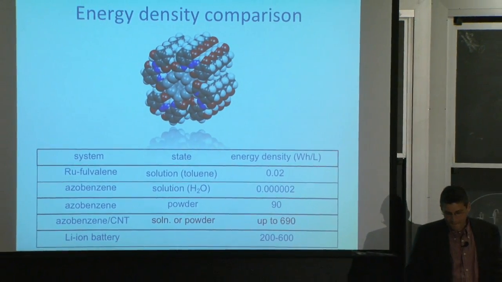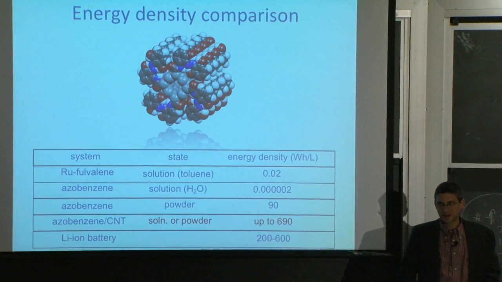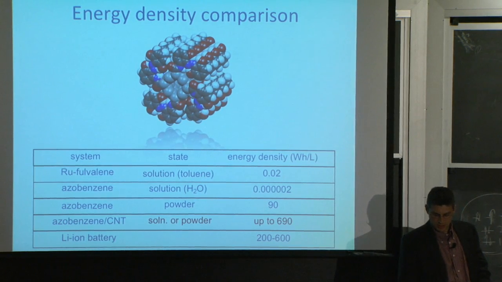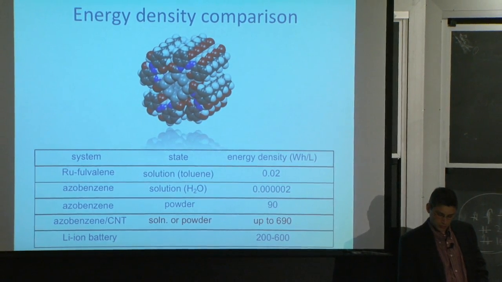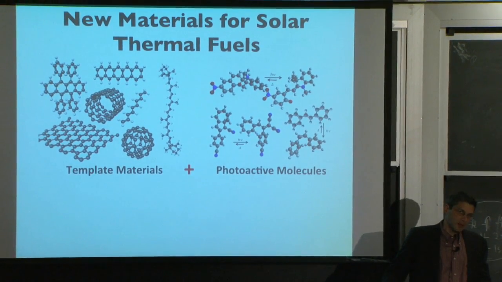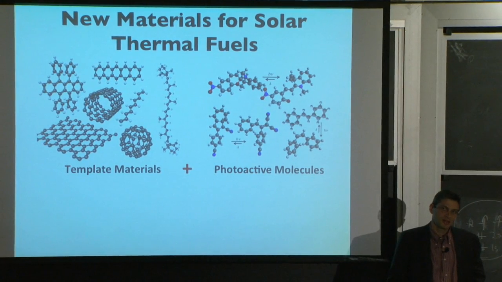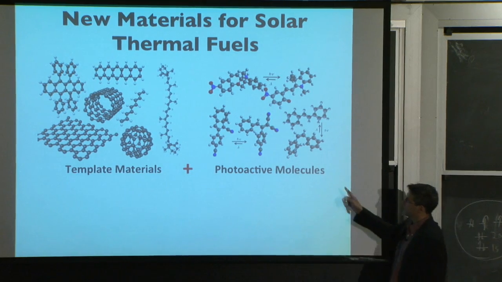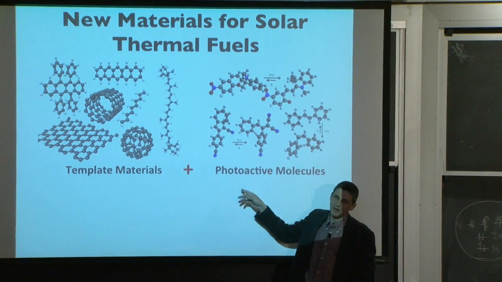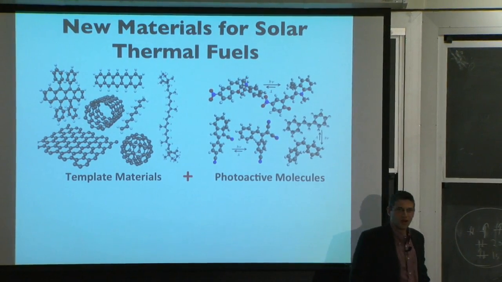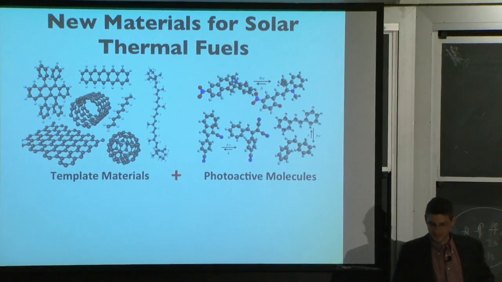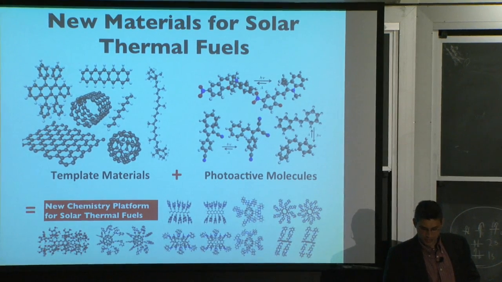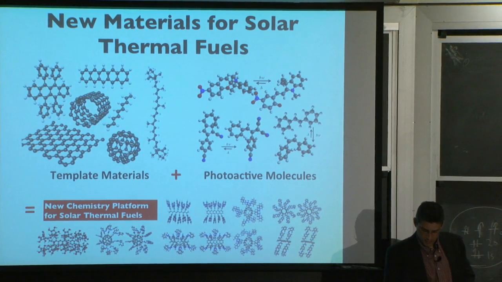Okay. Any questions about these? I'm kind of going through this quickly, but I don't want to get bogged down by too much of the details. So there are many template materials that you can put these on. You have to use a template, or you can't get this new chemistry. And there are many switches that let you go back and forth like this. And what we've shown is that this is sort of a large phase space, okay? And so there's sort of a new chemistry platform out here for making these kinds of fuels.